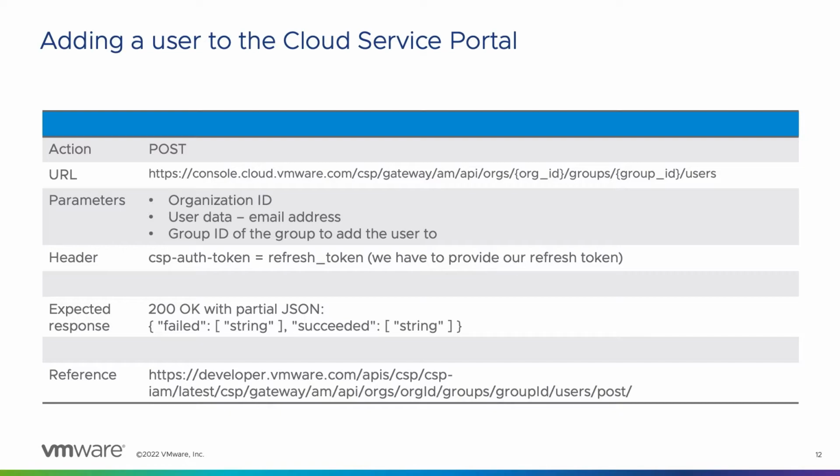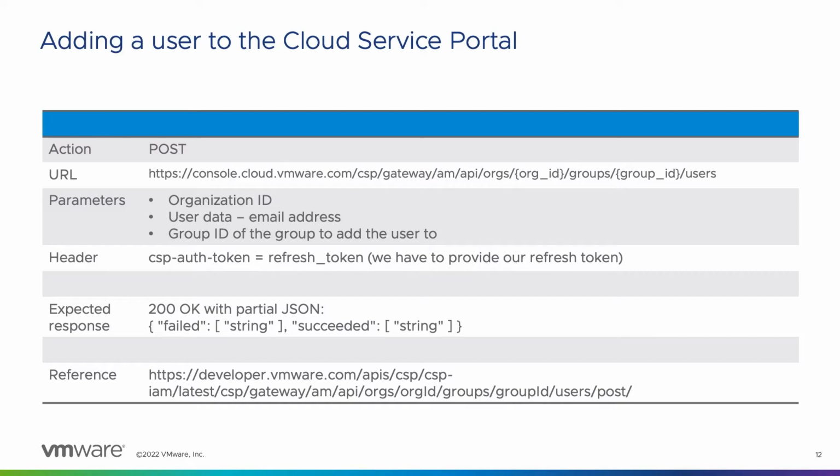For our next example, we're going to use a different API endpoint. Once again, we're going to be performing a post action. But in this case, we're actually going to be performing a post to the Cloud Console service itself. And you'll see that the API endpoint has a couple of variables embedded in it, right? So we're going to be creating a post to a URL that has to have the org ID embedded in the URL, as well as the group ID. And the idea here is we want to be able to add a user to a predefined group.